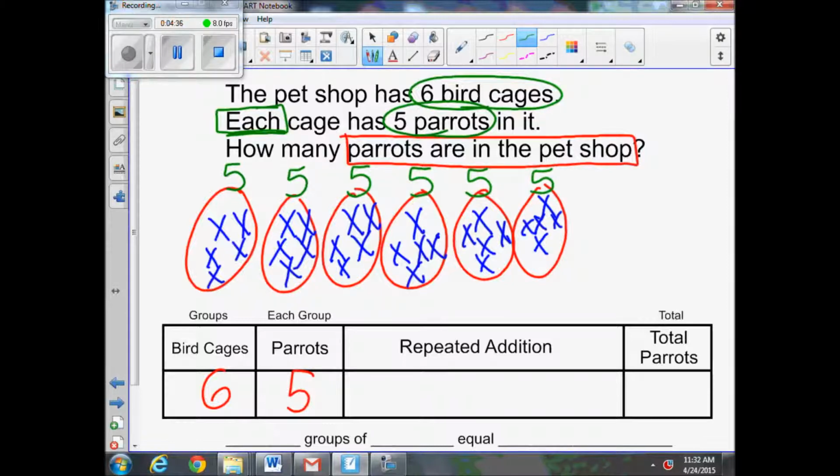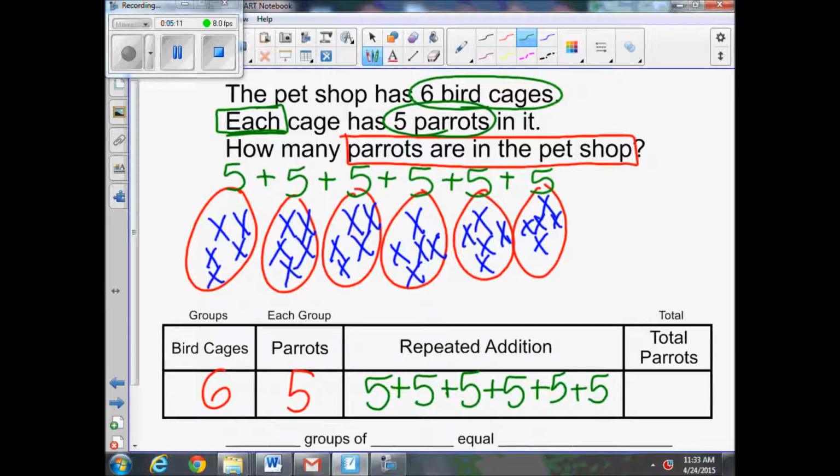And my repeated addition is simply going to be this problem. 5 plus 5 plus 5 plus 5 plus 5 plus 5. That is simply what it is. Now, from that, all I have to do is figure out how many there are.